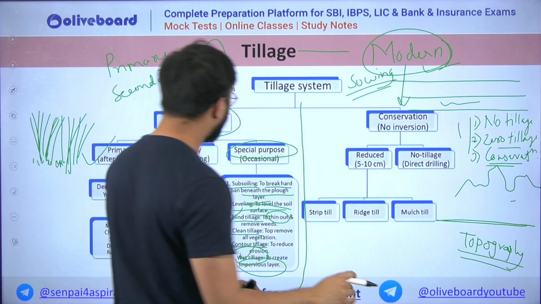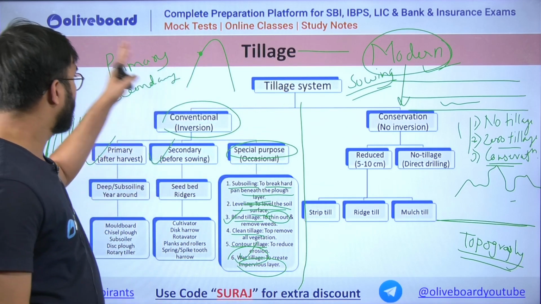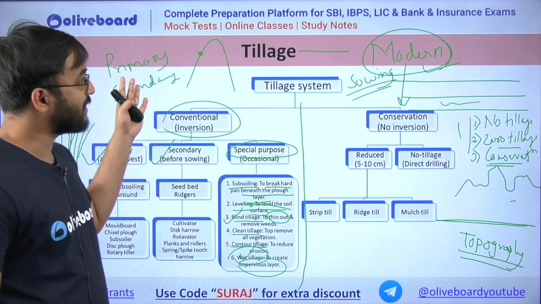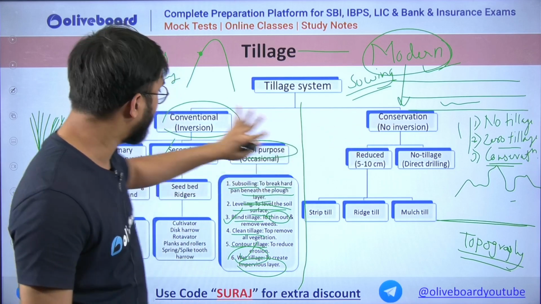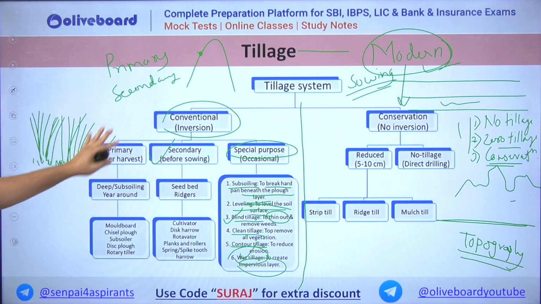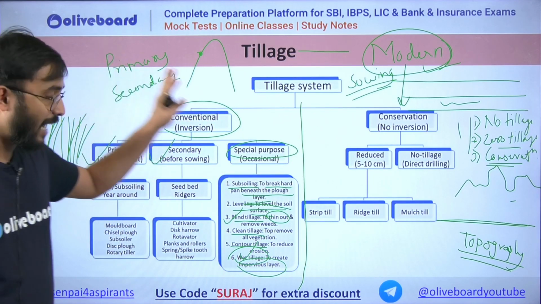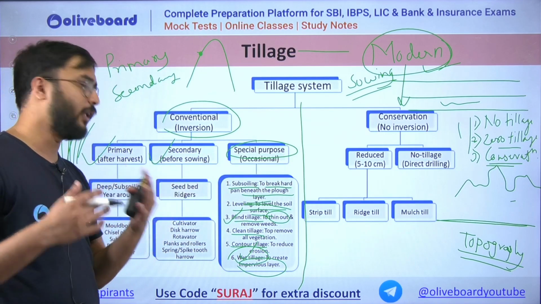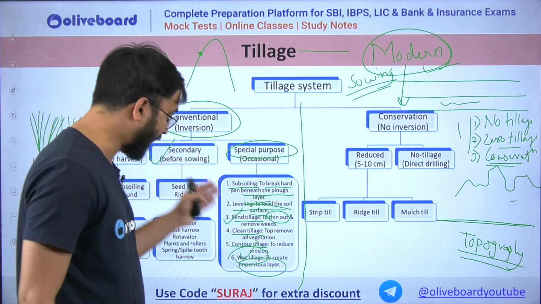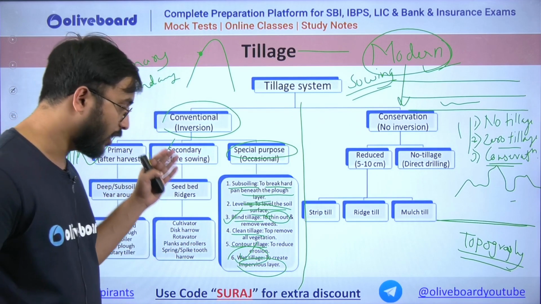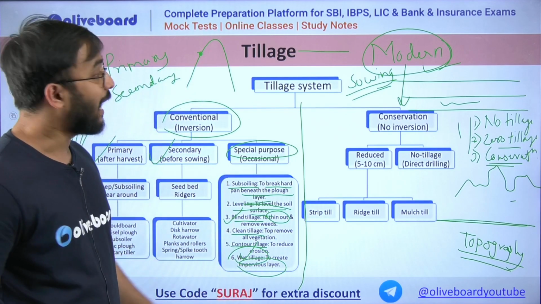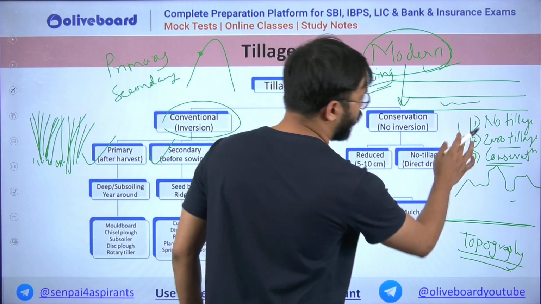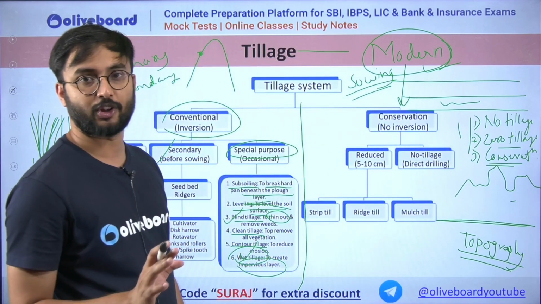Okay. So overall, tillage is classified into traditional tillage activities and modern tillage activities. Traditional tillage activities: primary tillage, secondary tillage. And special purpose tillage is nothing but multiple tillage activities which are very, very unique: subsoiling, leveling, blind tillage, clean tillage, contour tillage and wet tillage. And then comes modern tillage, which includes no tillage, zero tillage and conservation tillage.